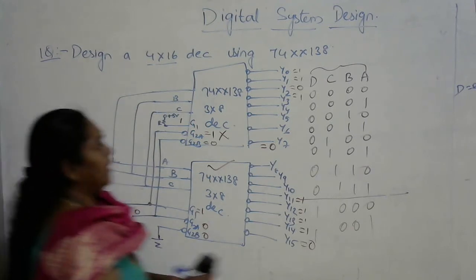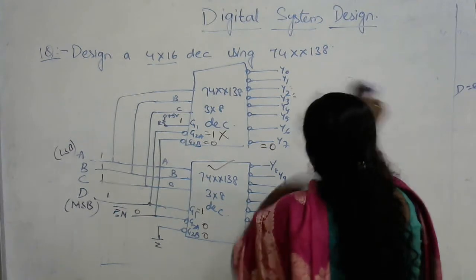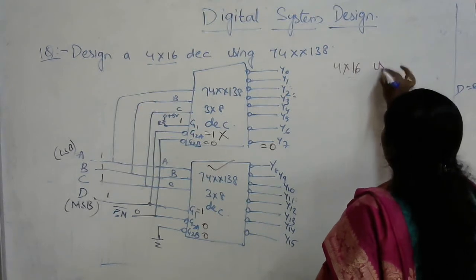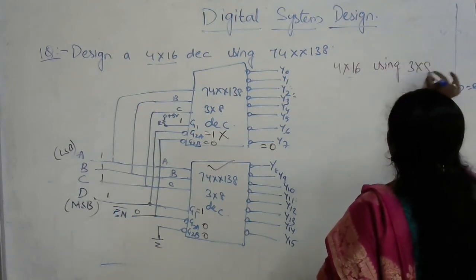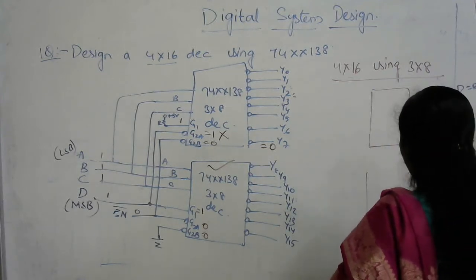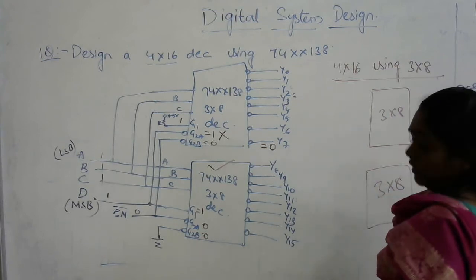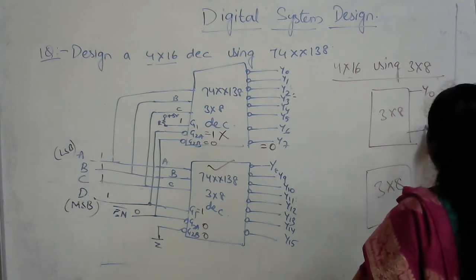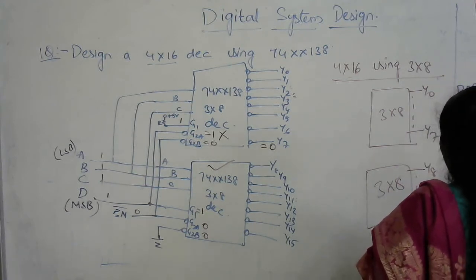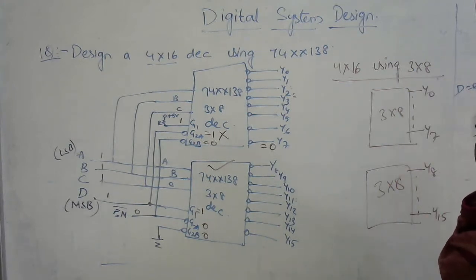Now let me tell you how to design a 4 by 16 decoder without using any IC. Now I am taking that design a 4 by 16 decoder using a 3 by 8. If they didn't specify the IC number, what will you do? Just draw two 3 by 8 decoders. This is one 3 by 8 decoder, this is one 3 by 8 decoder. Now here we are having the outputs from y0 to y7. Here we are having the outputs of y8 to y15. As it is not an IC, we always need to take the outputs in active high.